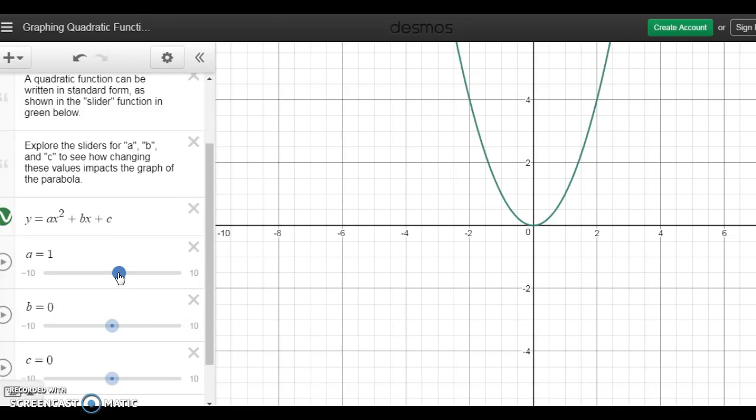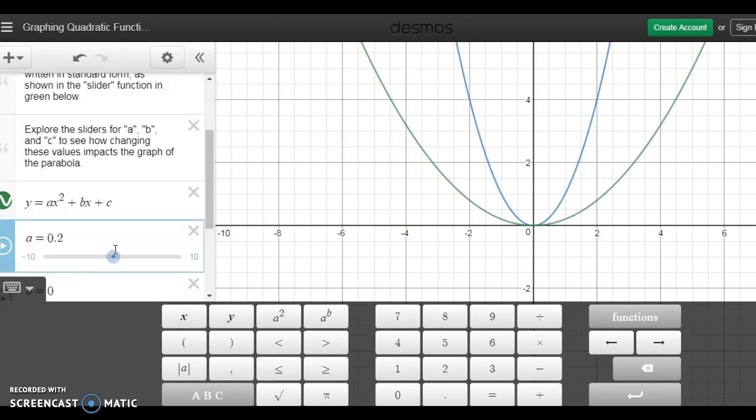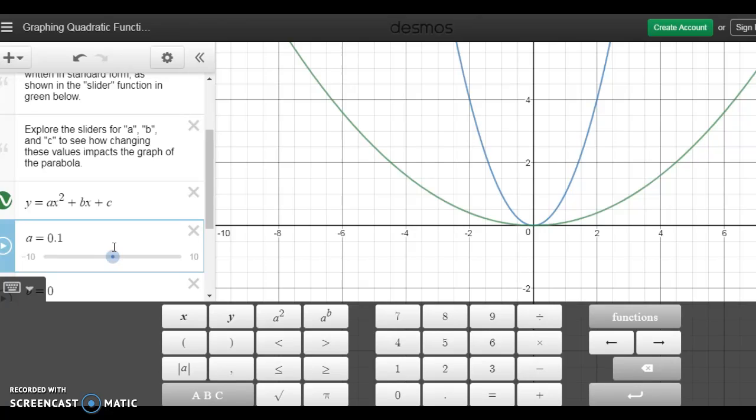Now watch what happens when I go between 0 and 1. Look what happens to the graph. It becomes very wide. Very wide. I'll change this to a 0.3. You can see it's becoming wider. Here's a 0.2. It's becoming wider. Here's a 0.1, even wider. Great. So that affects the graph.